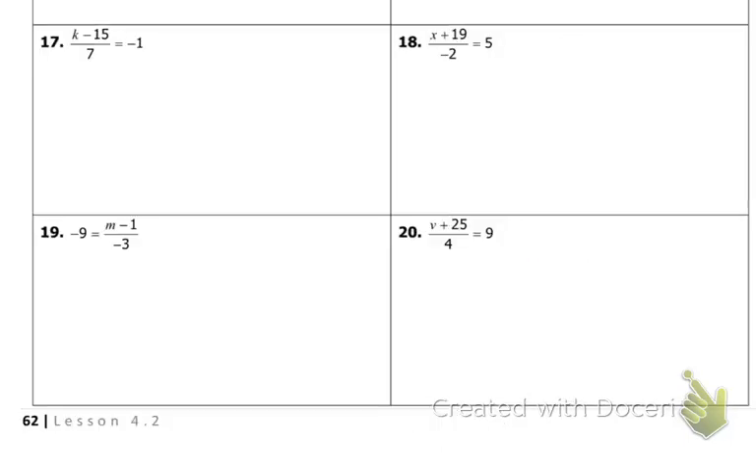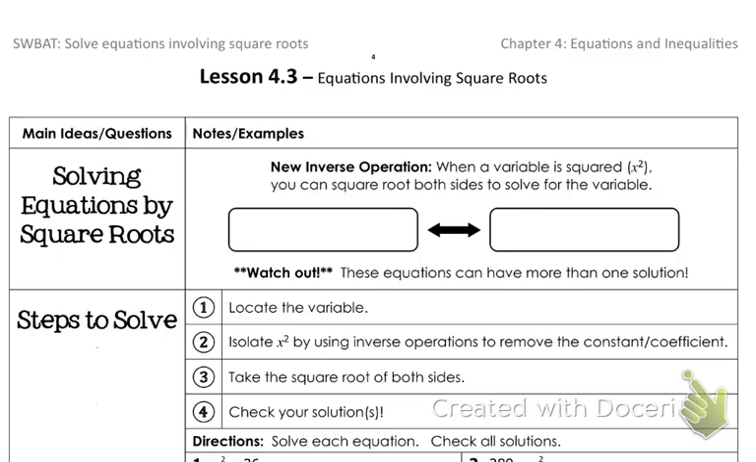At today's notes. If you understood what I just did for that quiz practice, you're going to understand today's notes.